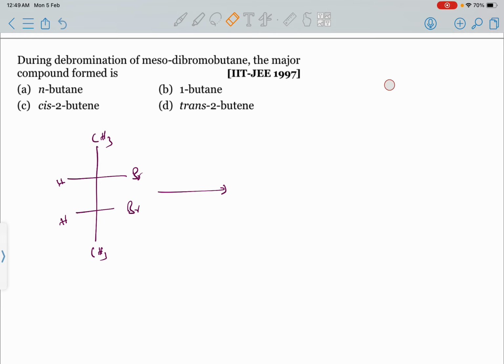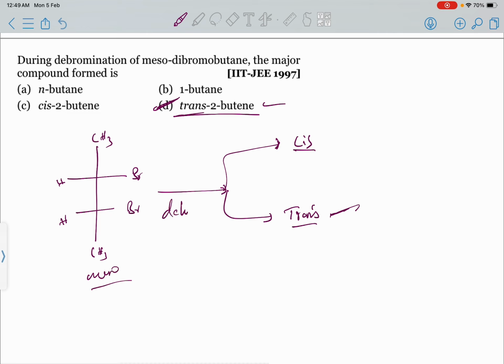We clearly know that from the meso compound we will be getting two products, right guys. Either it may be cis or it may be trans. Out of which is more stable? Trans is more stable, so automatically this will be the major product formed from meso upon dehalogenation. Upon dehalogenation, we get two, cis and trans, out of which trans is the most stable and cis the least stable. So the minor product is cis and trans will be the major product.